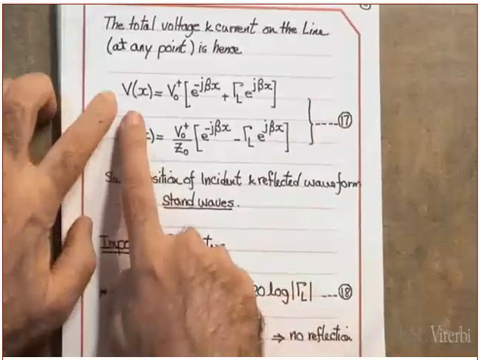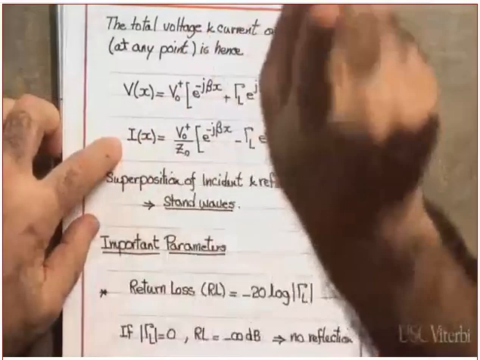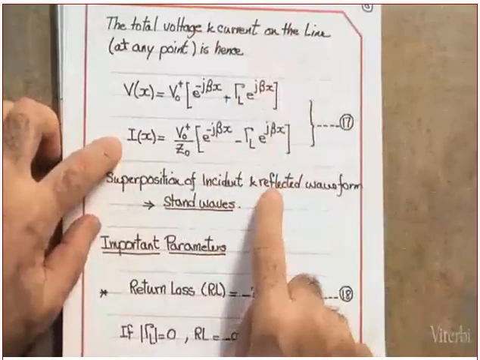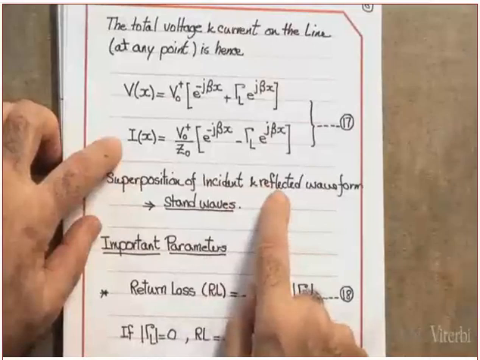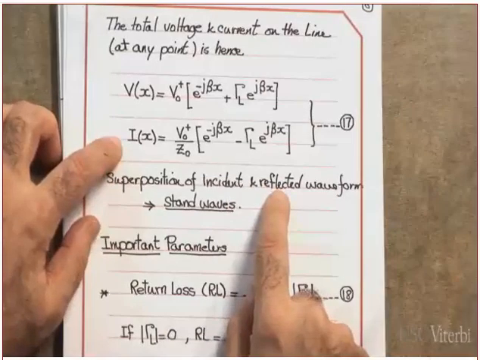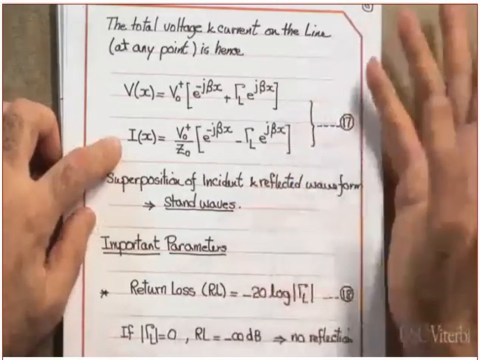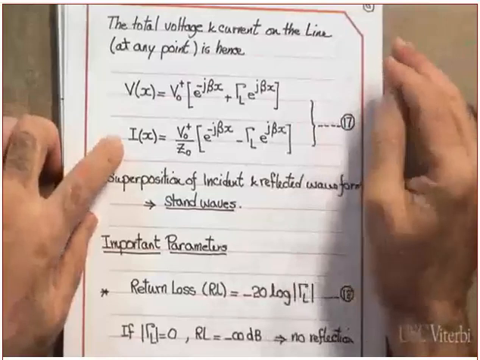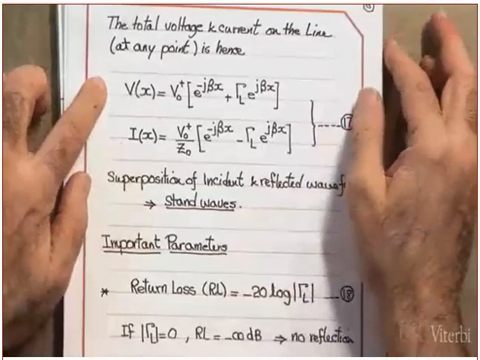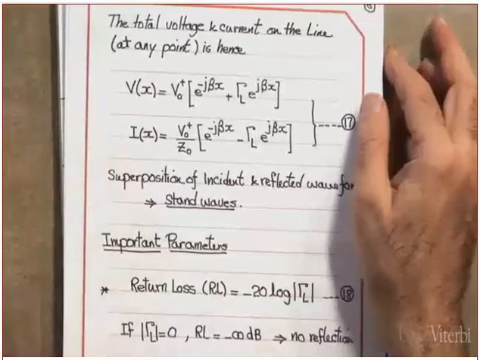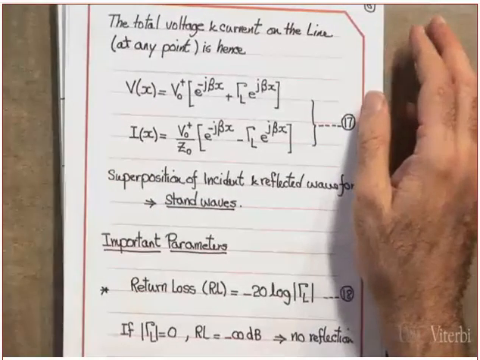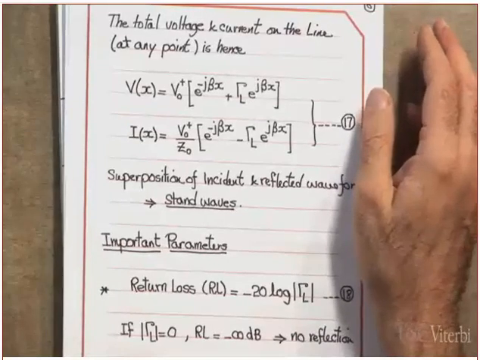What do we see here? We see that the voltage and the current consist of 2 components. One of them we call the incident, and the other one we call the reflected. Now, in a minute, when we get to the power calculation, we will see that just like the voltage and the current have 2 components, so will the power. Did you get this or not?